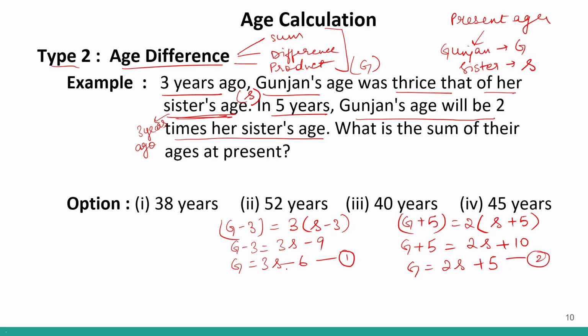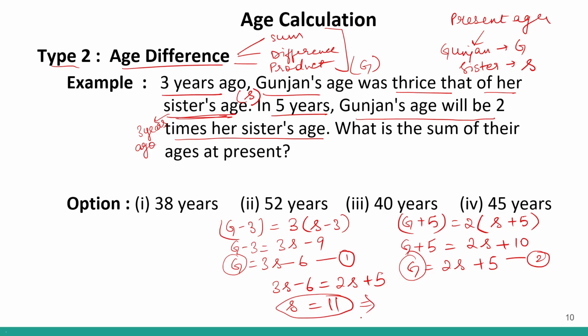Now based on these equations, I am solving this over here. 3s minus 6 will be equal to 2s plus 5, because both of them are equal to G. So 3s minus 6 equals 2s plus 5. If I take 2s over here, s will be equal to 11. How? 3s minus 2s will give me s, and 5 plus 6 will give me 11. So s's age will be 11.